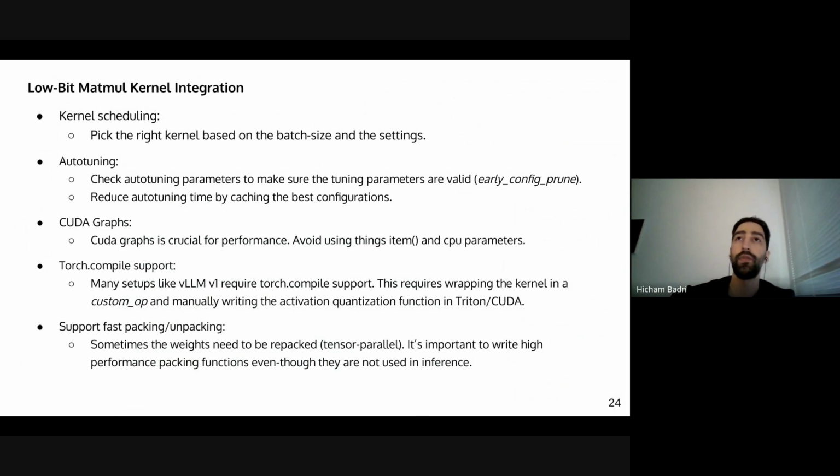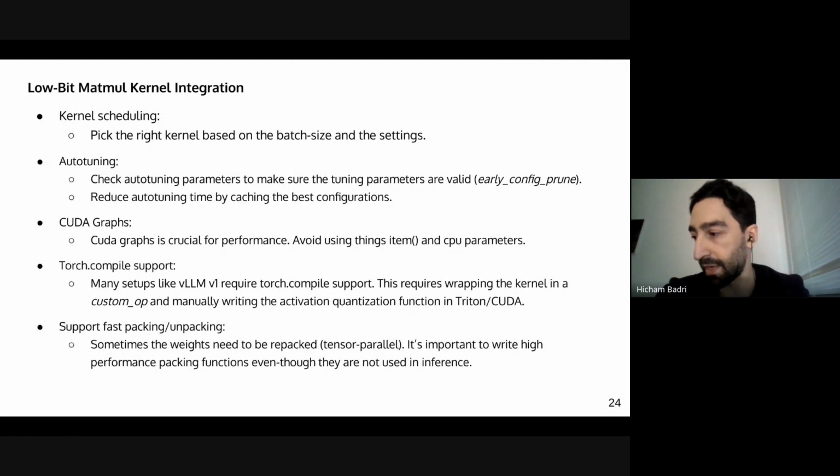So that will allow you to use torch compile in some situations, for example, with vLLM v1. It requires some work, like typically packing your forward pass into what is called a custom op. And in some situations, when you do this, you need to write a kernel for activation quantization when you need it.